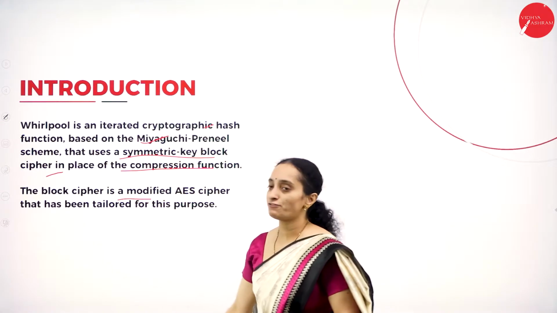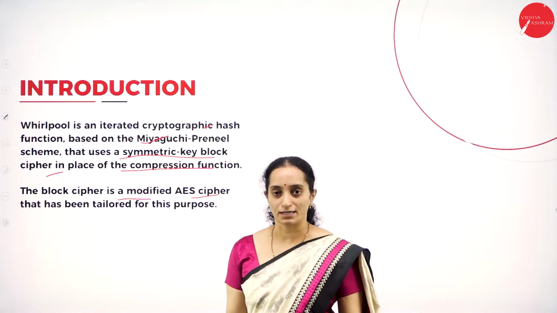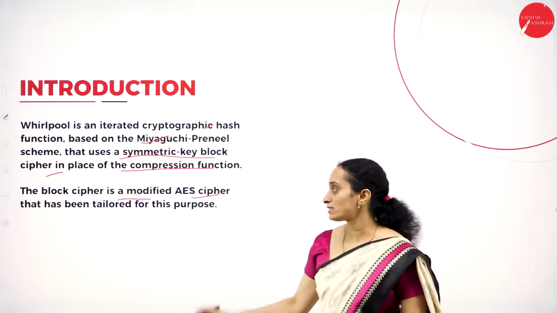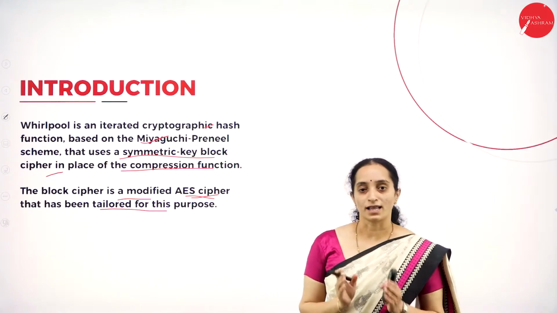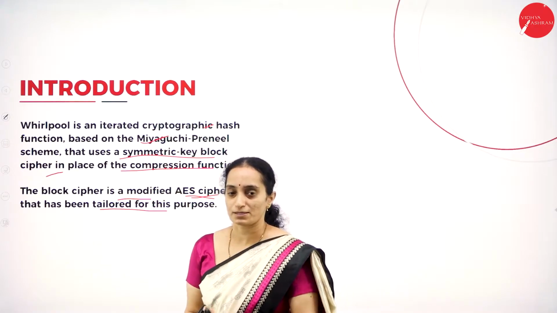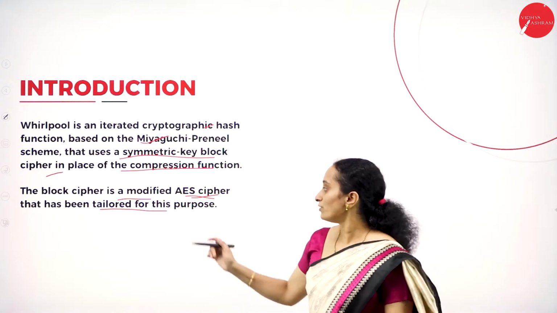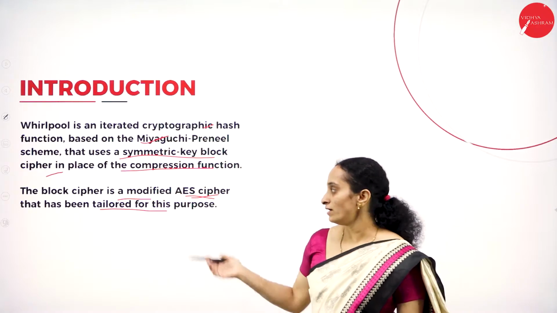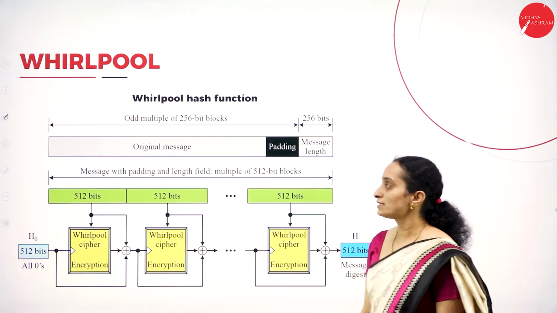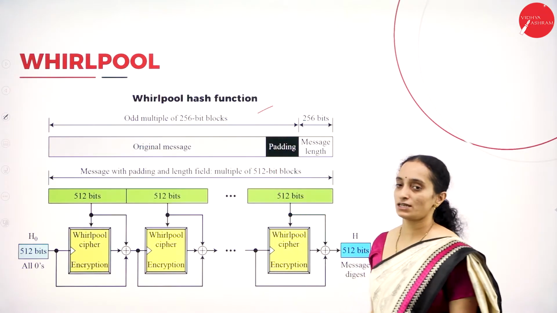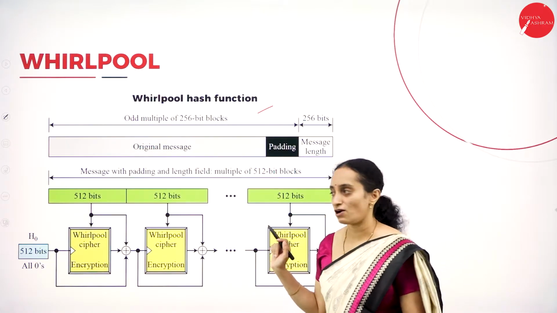Okay, so the block cipher is a modified AES cipher. We know about the AES, Advanced Encryption Standard cipher, isn't it? So the block cipher is a modified AES cipher that has been tailored, or modified, only for this purpose. We use the modified AES cipher for executing the Whirlpool algorithm. Let's know about this. This is the Whirlpool hash function we use. This is the diagrammatic representation of the Whirlpool hash algorithm.